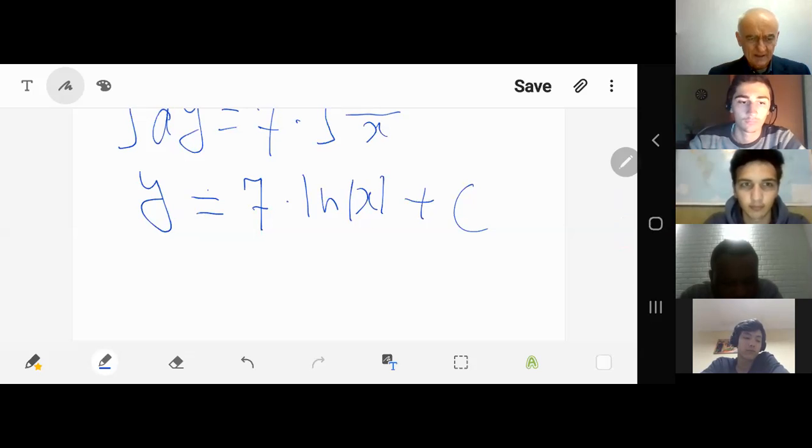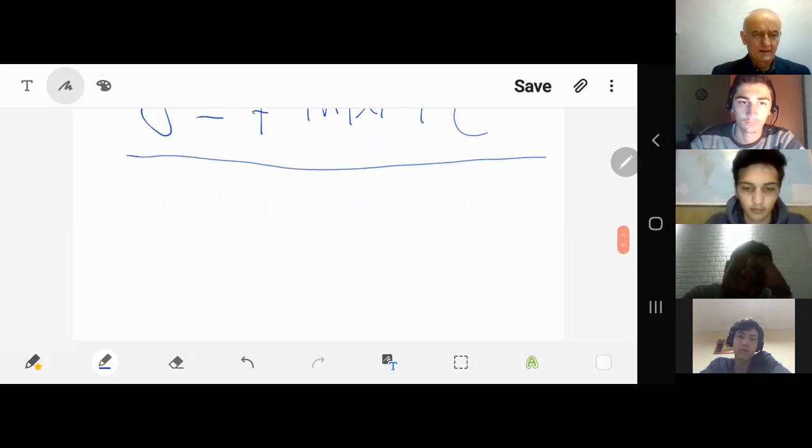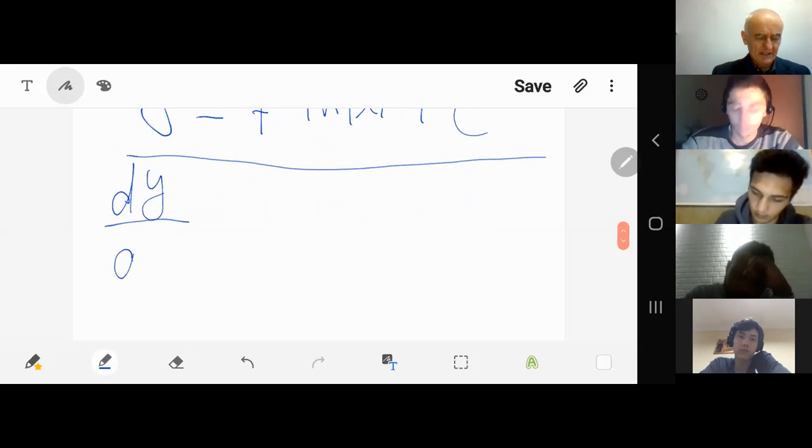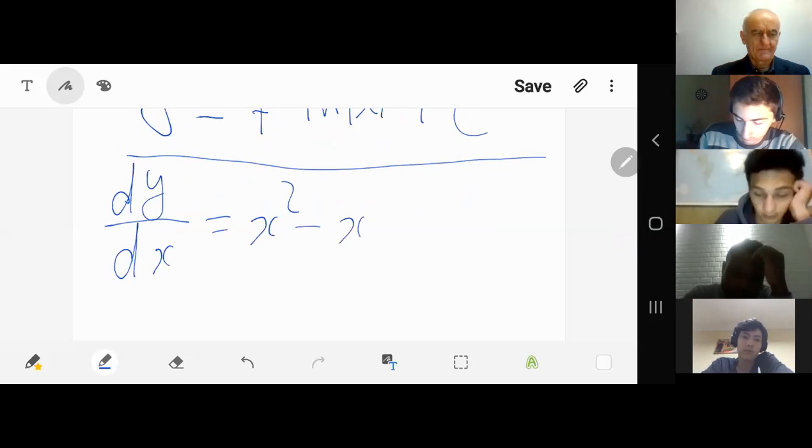However, sometimes we need to find a particular solution when given an extra condition. For example, let's solve the equation dy over dx equals x squared minus x.